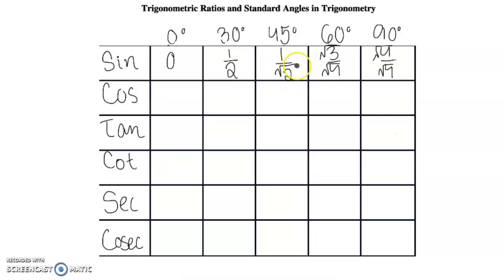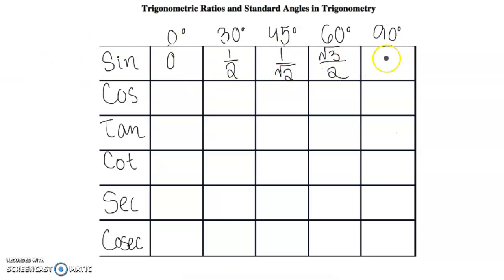For sin 60 theta, we have root 3 over root 4. We can't simplify root 3 anymore in the numerator, and root 4 in the denominator can become 2. So the answer that we get for sin 60 theta is equal to root 3 over 2. And finally, for sin 90 theta, root 4 over root 4 can become 1.